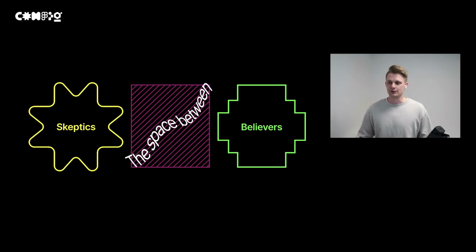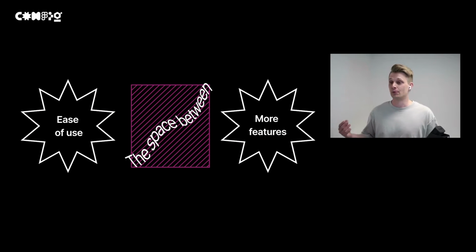So when we started scoping out this project, we really thought about it this way, that we have these two groups or these two emotions, and we need to design for the space between our skeptics and our believers. And perhaps more worryingly, we also need to design for two different design goals that sometimes are in conflict with each other. So both designing for ease of use and designing for more features and more power of Auto Layout, because that's what the believers are asking for, right?